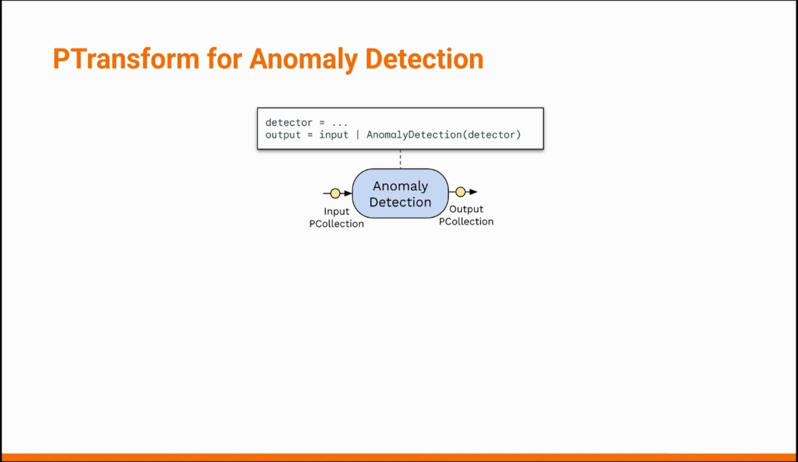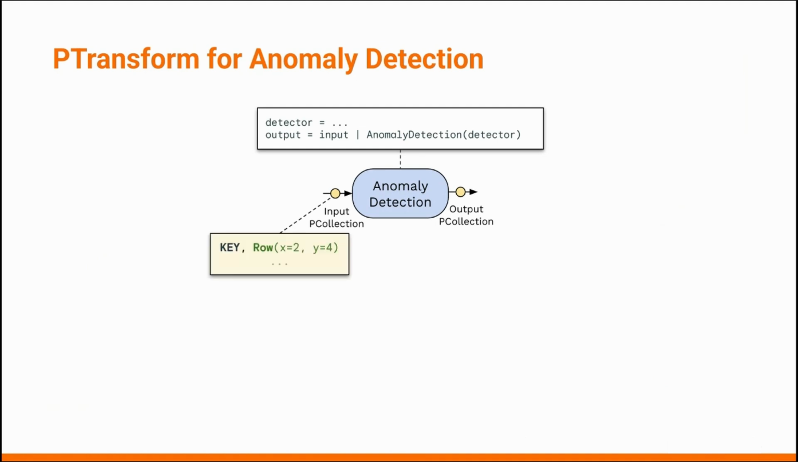As one of the latest ML-related PTransforms, anomaly detection is implemented in the Beam Python SDK. To use it, simply choose a detector and apply that to your PCollections within your pipeline. Let's first consider the PTransform as a black box and look at its input and output structure.